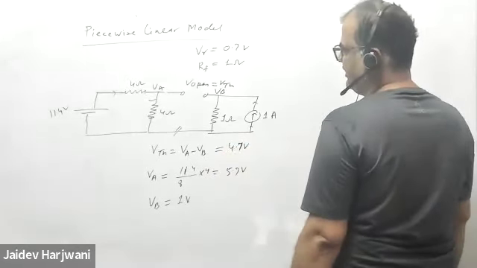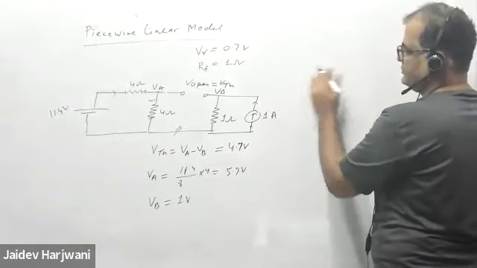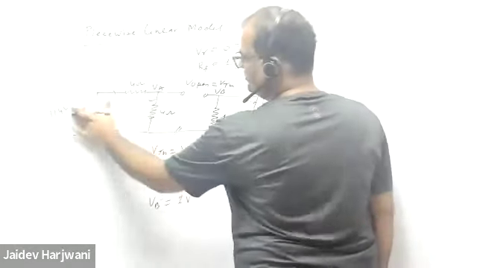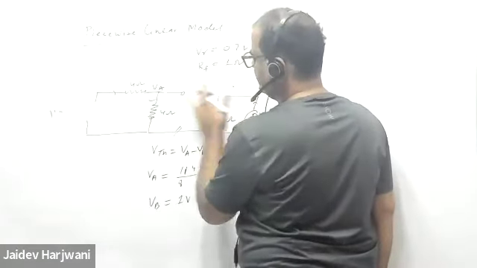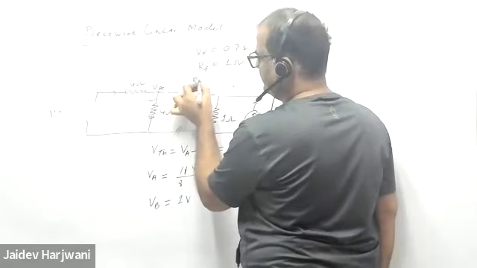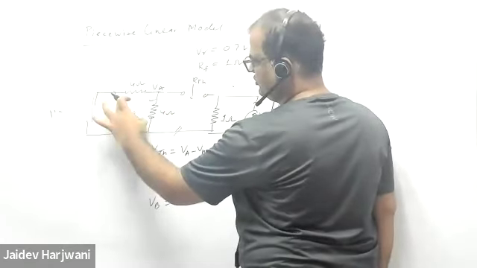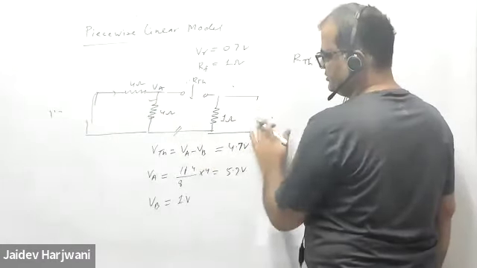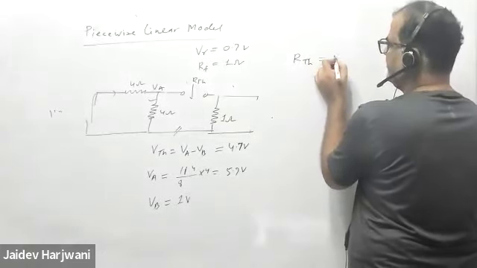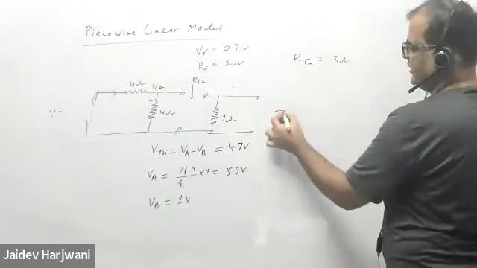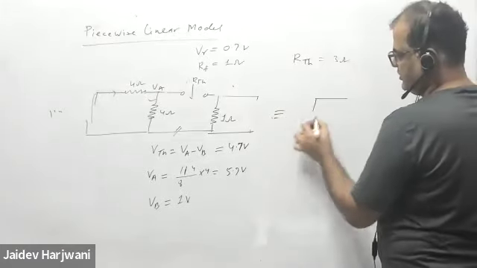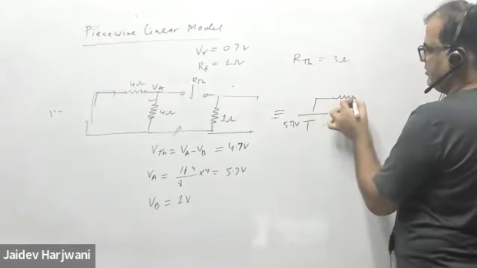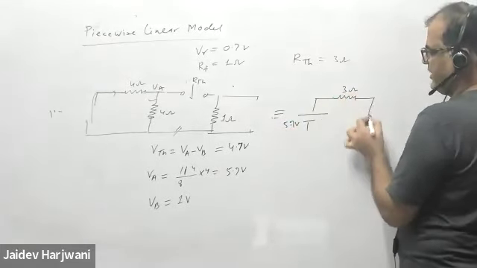Okay. Now find the RThevenin. What is the RThevenin? You have to remove the source and find the open circuit resistance here. 3 ohm. So this will be 4, 2, and this 2, and this will be open circuit. So this will be 2, 3. So RThevenin will be 3 ohm. Now just make the equivalent circuit of the given question. This will be your 5.7 volt, RThevenin is 3 ohm, and put back the diode.